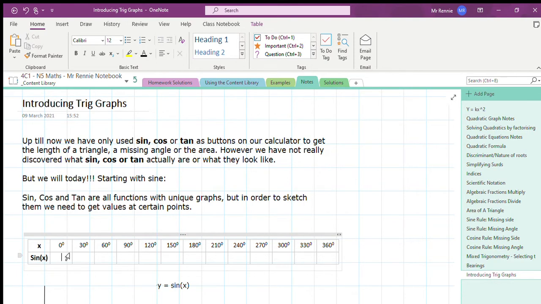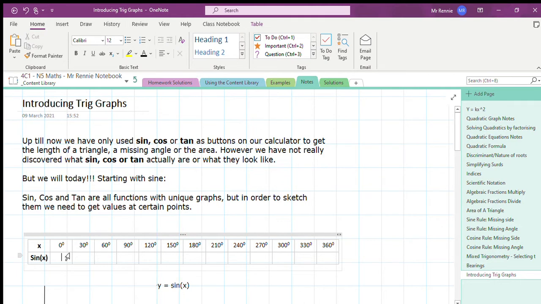However, what we've not done is we've not really had time to discover what sine, cos or tan actually are, or what they even look like. But we will today. So we're going to start with the sine function. Sine, cos and tan are all functions with unique graphs, but in order to sketch them, we're going to need to get the values at certain points.